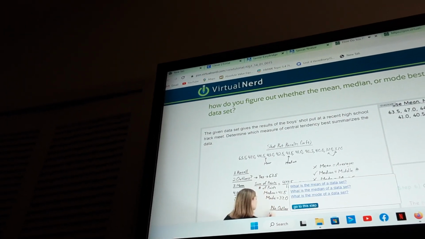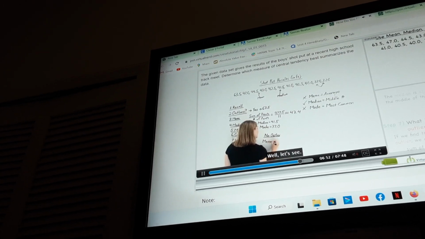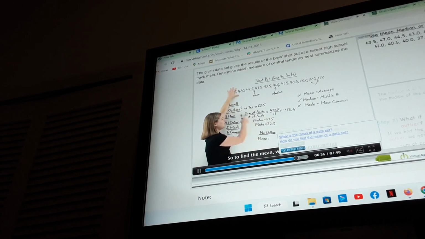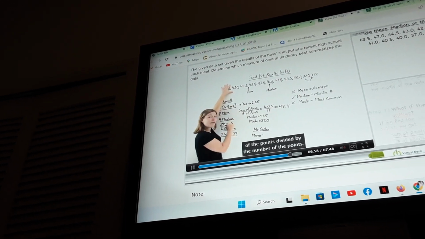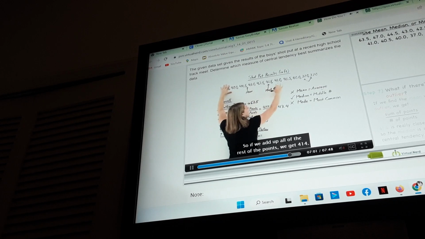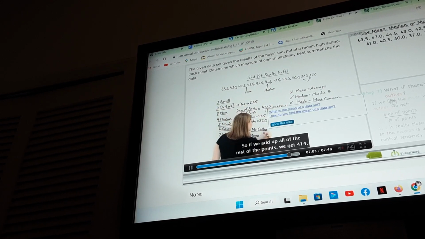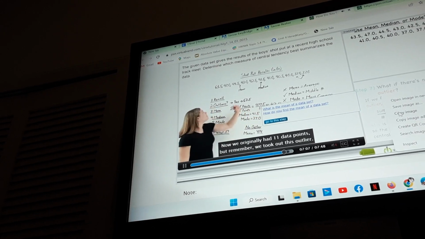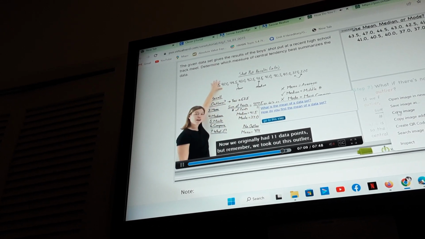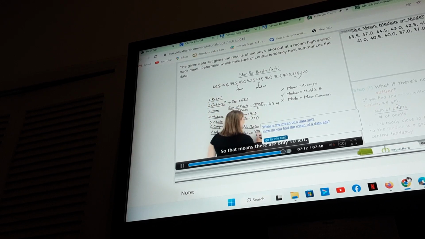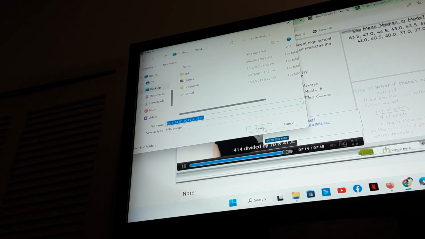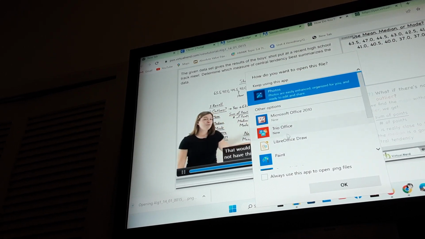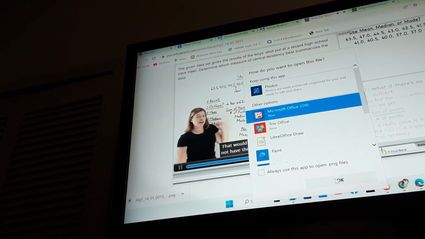Does that make a better summary of the data then? Well, let's see. Let's say we take 63.5 and throw it out. So to find the mean, we need to find the sum of the points divided by the number of the points. So if we add up all the rest of the points, we get 414. Now we originally had 11 data points. Well, remember, we took out this outlier. So that means there are only 10 left. 414 divided by 10 is 41.4. That would be our mean if we did not have this outlier to begin with.